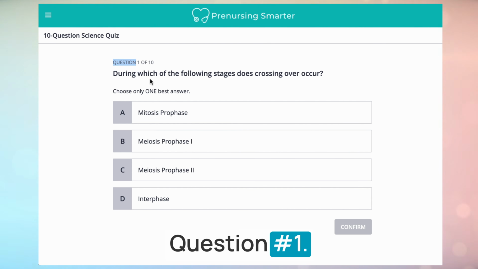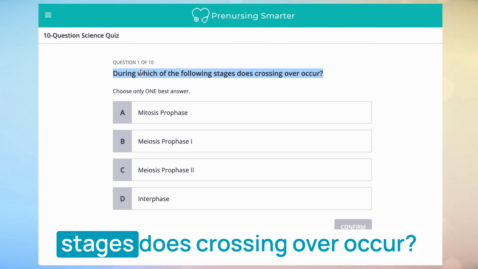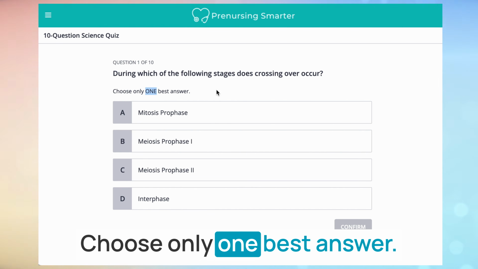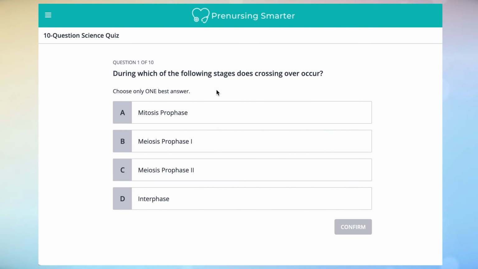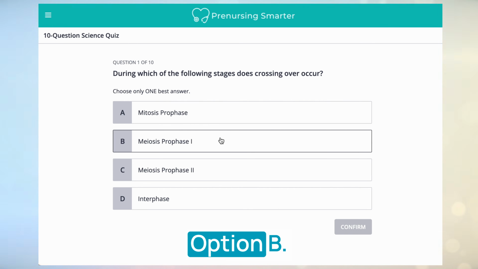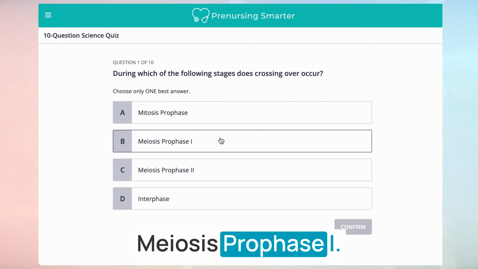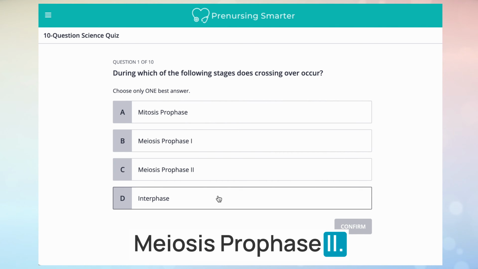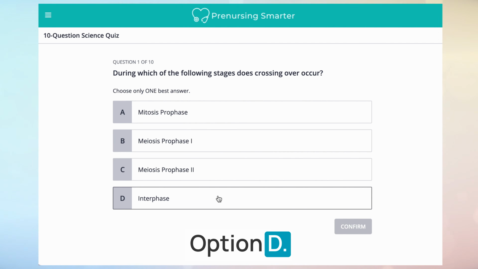Question number 1. During which of the following stages does crossing over occur? Choose only one best answer. Option A, mitosis prophase. Option B, meiosis prophase 1. Option C, meiosis prophase 2. Option D, interphase.